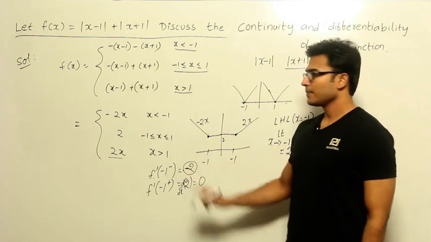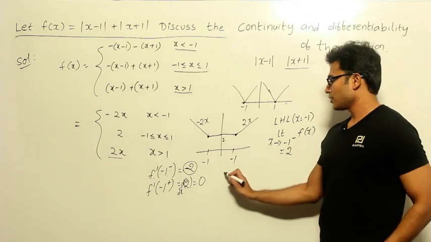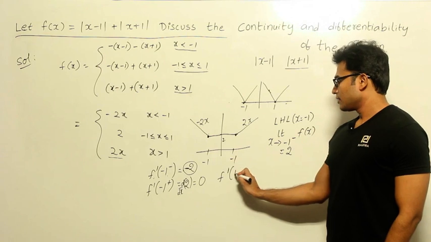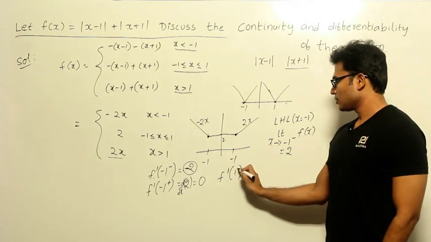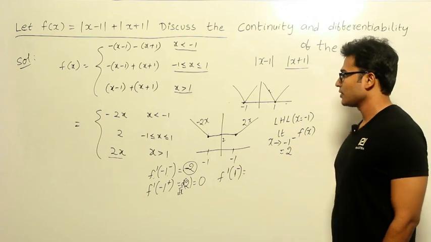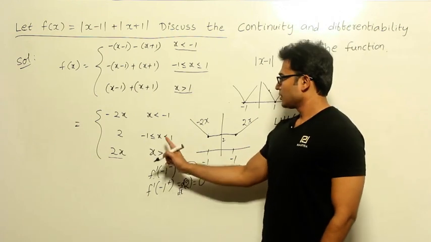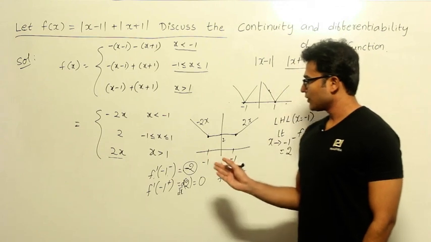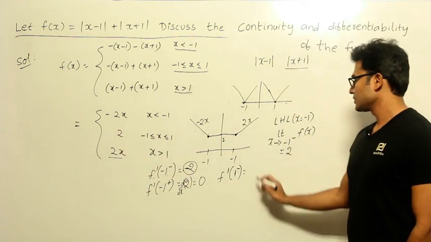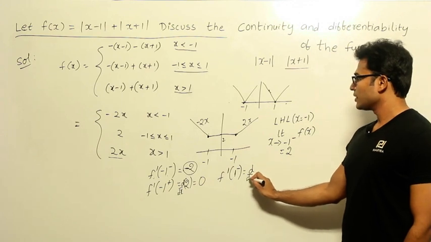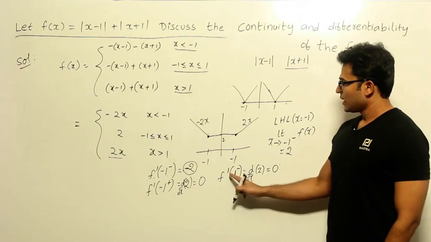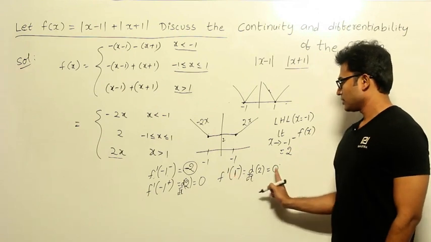Now what about 1? In order to check for 1, you can find out the left derivative at x equal to 1, which is nothing but f dash of 1 minus. If I find out f dash of 1 minus, which means I am talking about a point to the left of 1. So to the left of 1, the function is this. Find out the derivative, so d by dx of 2. Since it is a constant, I am going to get 0. Therefore the left derivative at x equal to 1 is 0.